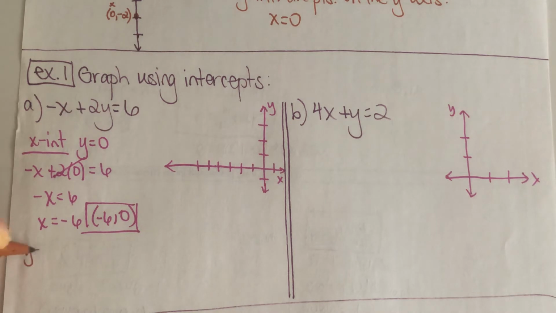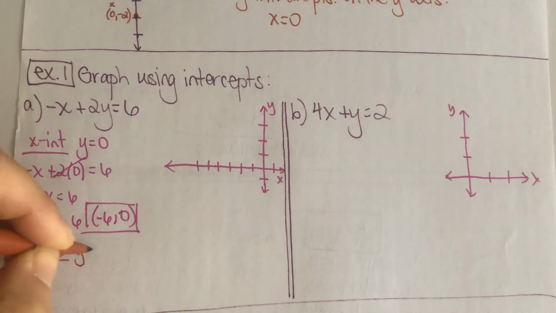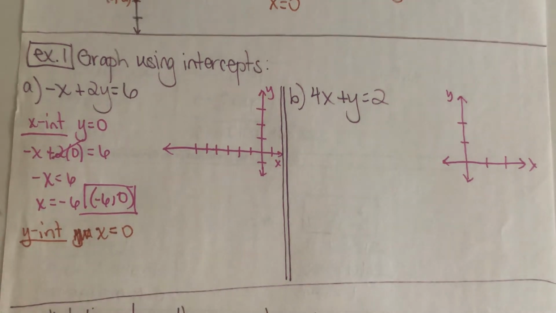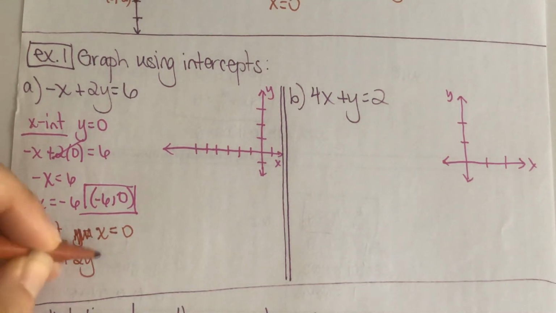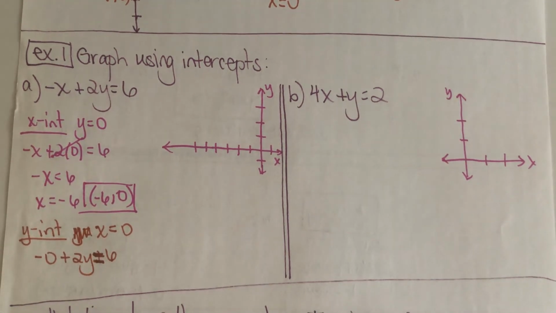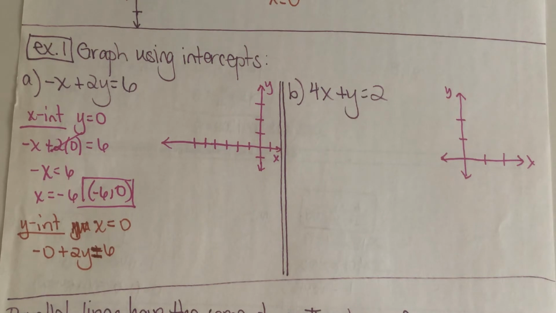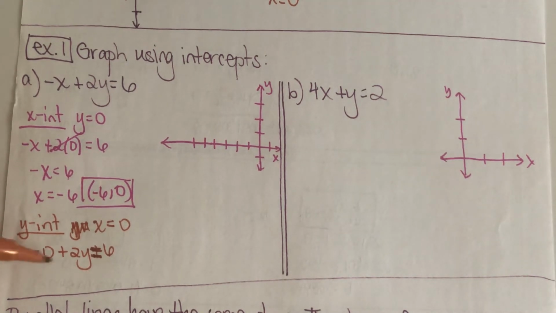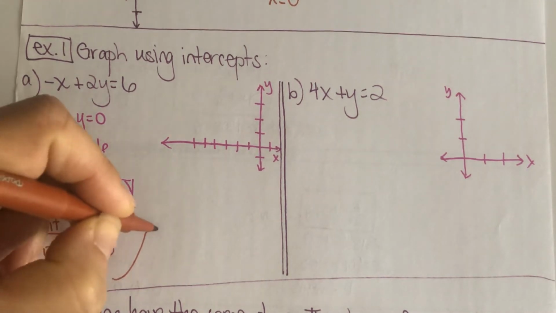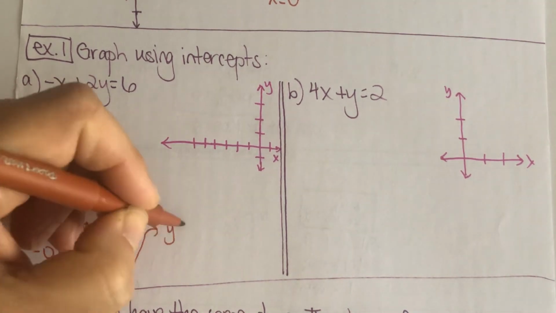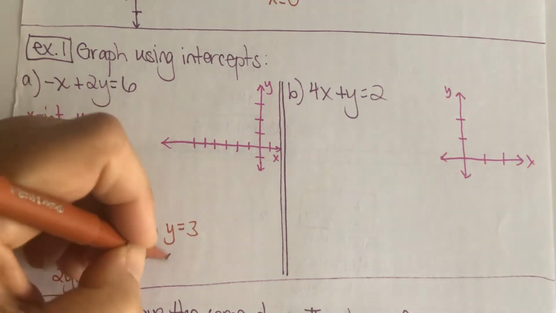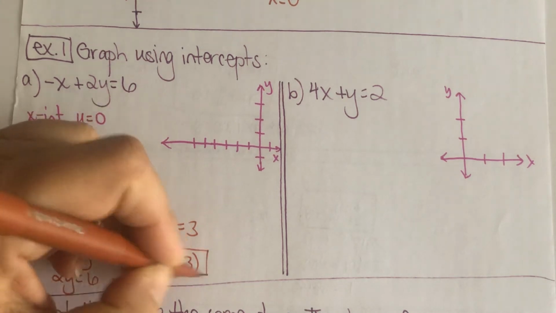To find the y-intercept, just like we did above, I'm going to make the x equal to 0. So I'm going to have that. Oh my goodness, I'm trying to rush. I'm trying to keep this short. So this is just 0, right? So I don't need to write that. So 2y equals 6, and dividing both sides by 2. And again, I want you to write it as an ordered pair, x comma y. So 0 comma 3.